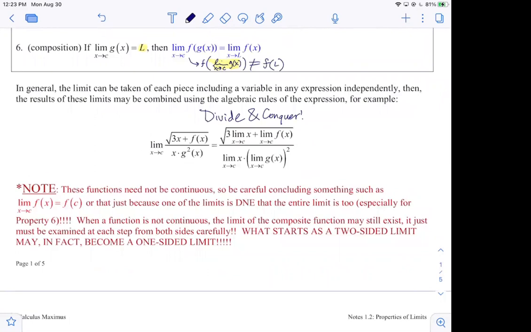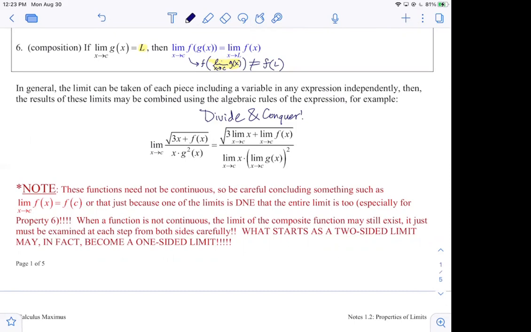Note, okay, so it's in red. These functions need not be continuous. We also talked about that. So be careful concluding something such as the general limit is equal to f of c, or that just because one of the limits does not exist, that the entire limit does not either. That's the composition one. When a function is not continuous, the limit of the composite function still may exist. It just has to be examined from both sides carefully.